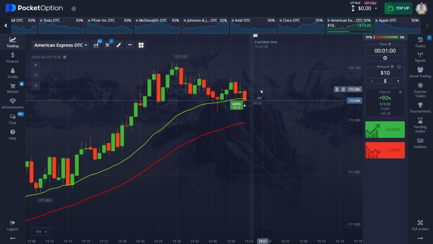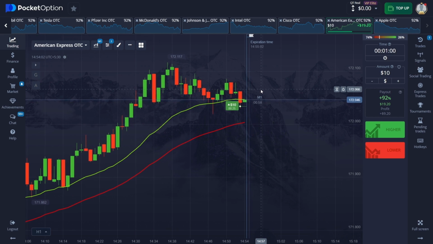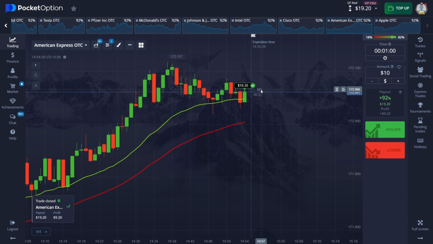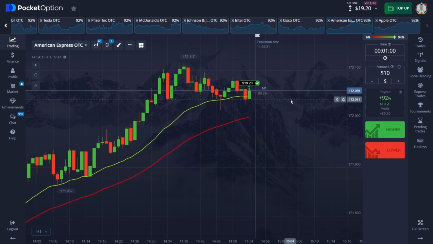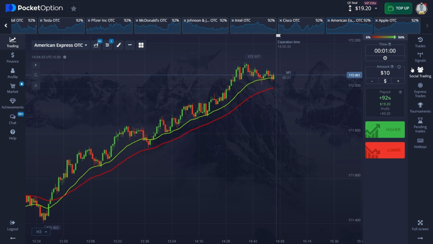We have about 30 seconds left and currently our trade is in our favor. The uptrend is strong, so I don't think we'll lose this trade. With just 3 seconds left, it looks like a win. Yes, we won our first trade. Our balance is now $19, up from $10. Let's find another trade for $19 on the OTC market using the moving average.